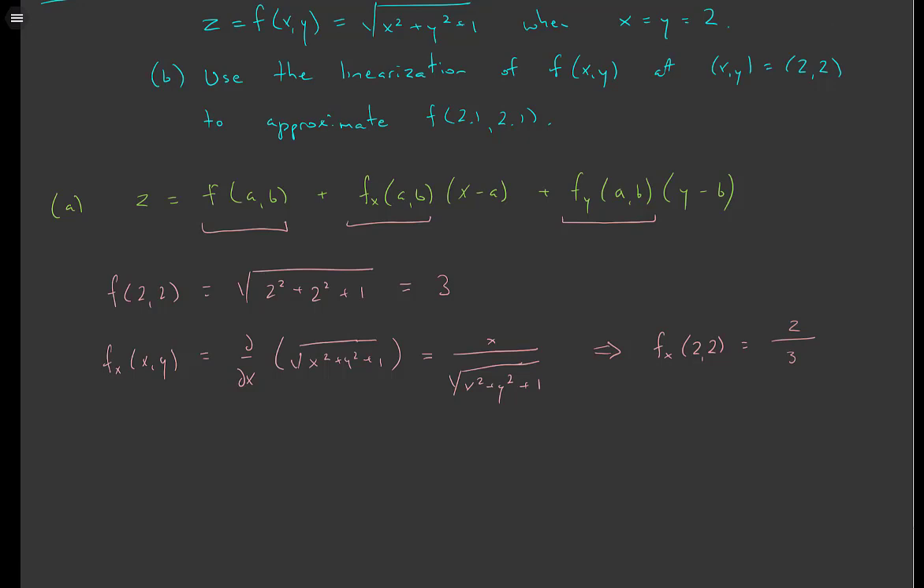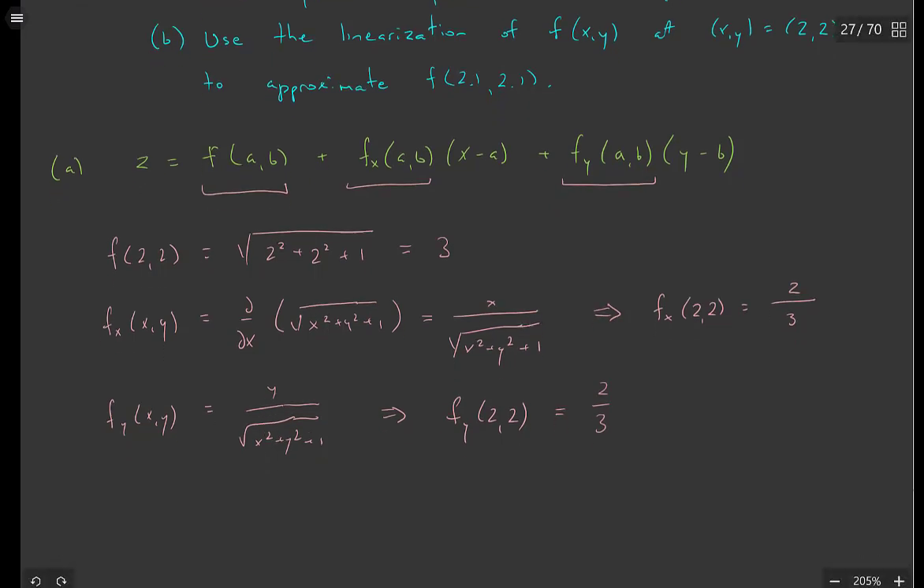So that's 2/3. By symmetry between x and y, we'll just get y over the square root x squared plus y squared plus 1 for the partial derivative with respect to y, and that's going to give us the exact same value for the partial derivative with respect to y, evaluated at x and y equal to 2, so just 2/3.